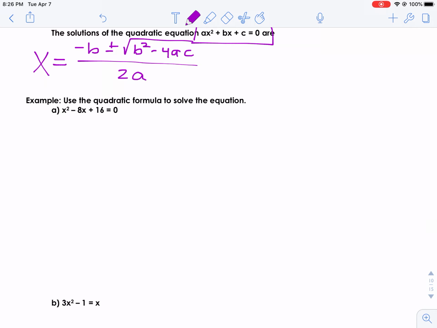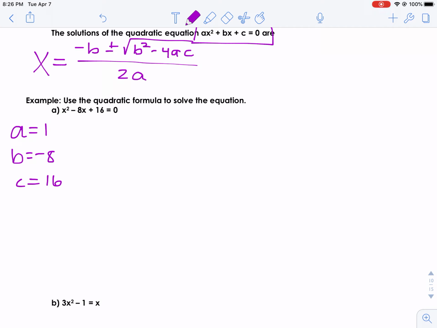All right, so example 1, we have x squared minus 8x plus 16 equals 0. So it's already in the format we need. Everything is on the left-hand side, and it's in order. So our a value is the number in front of x squared, which is 1. Our b value is the number in front of x, which is negative 8. And then our c value is 16.